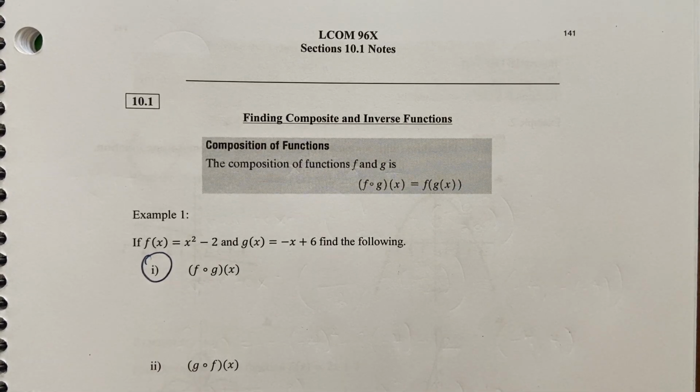Hi everyone, here's the video for 10.1. We're going to be talking about composite functions and inverse functions.